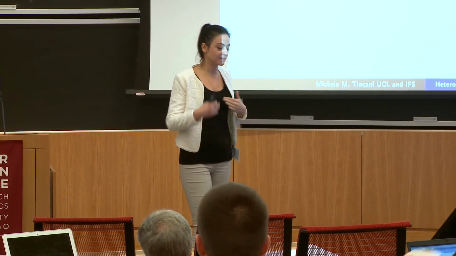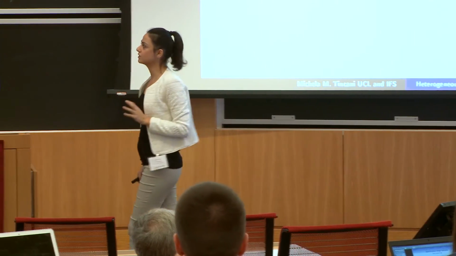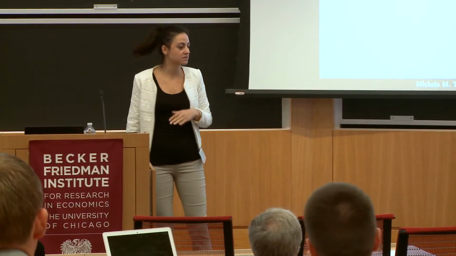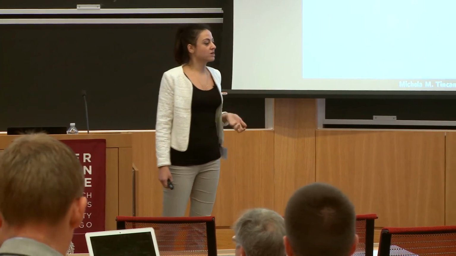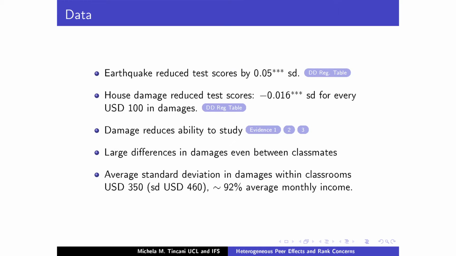And then for each student, I observe test scores at 2 points in time to do a very simple diff-in-diff regression with test score value added. And this regression is telling me that being exposed to the earthquake reduced test scores by 5% of a standard deviation. The second question I ask is, well, does the actual extent of damage to your home matter?